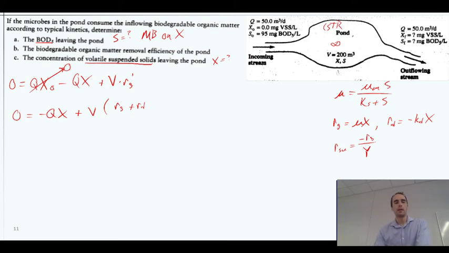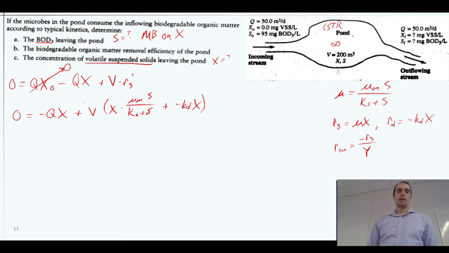And so instead of just writing it out that way, I'm going to take those terms. RG is going to be over here, mu X. So I'll just say X times this mu value, which was mu max S divided by Ks plus S. Then we're going to add the decay, which is a negative KdX. So we've got that.